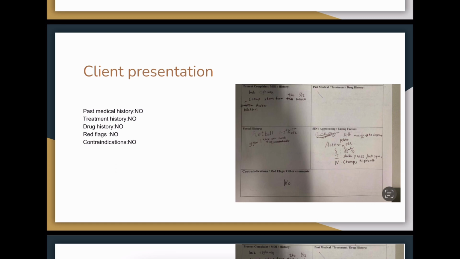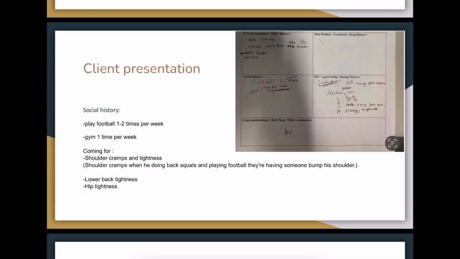About the medical history, he has no past medical history, treatment history, or drug history. Also, he has no contraindication. For the social history, he plays football 1 to 2 times per week. He does gym 1 time per week, and he is coming for his shoulder, lower back tightness, and hip tightness.